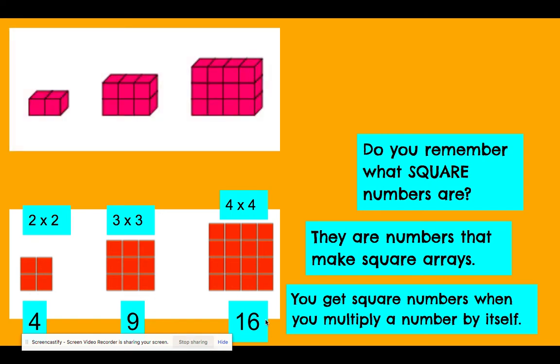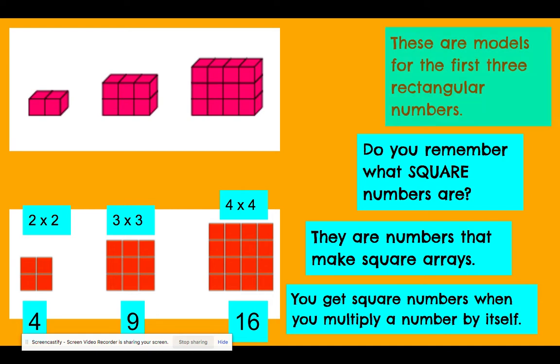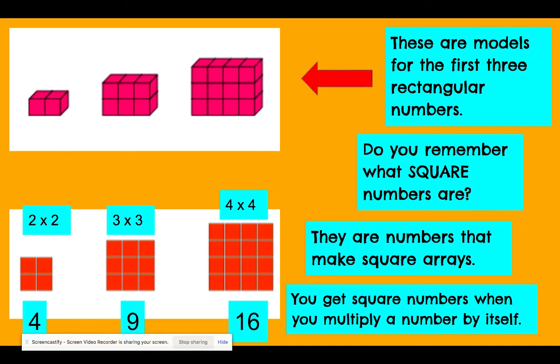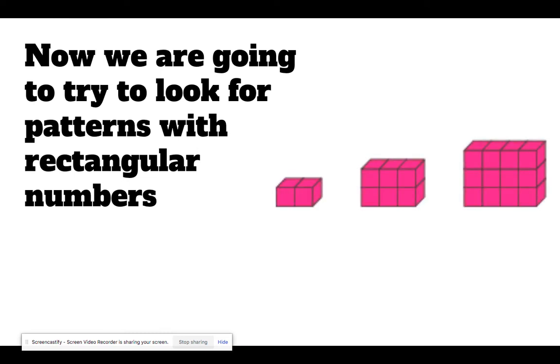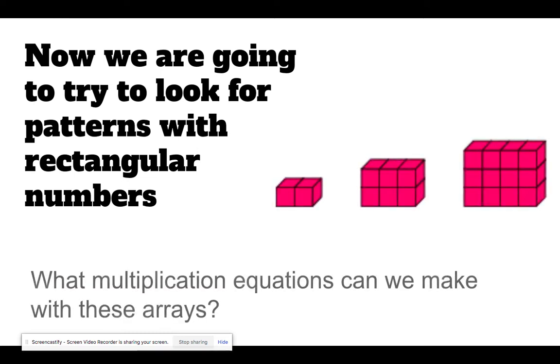Now here, my friends, back to our rectangular arrays. These, my friends, are the models for the first three rectangular numbers. These right here. So 2 is your first rectangular number, 6 is your second rectangular number, and 12 is your third rectangular number. Okay. So now what we're going to do is we're going to try to look for patterns with rectangular numbers. Here again are our rectangular arrays.